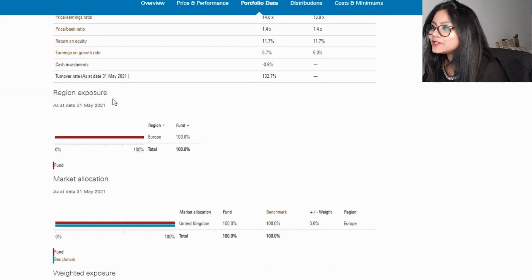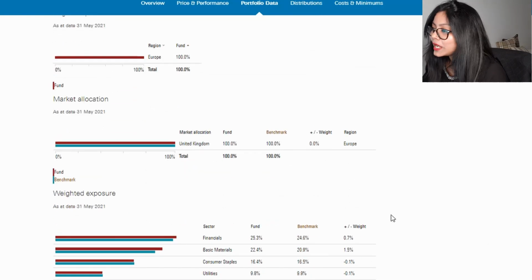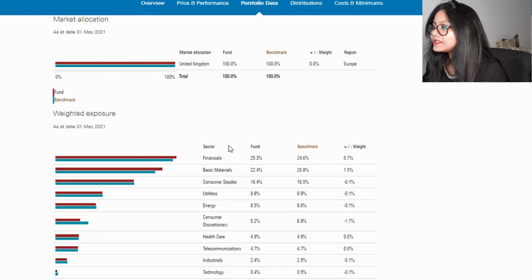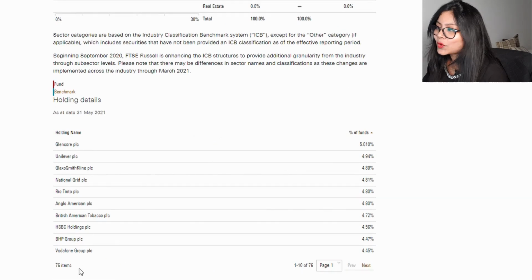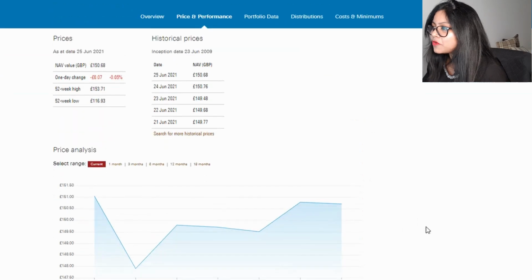Now, in terms of regions, we know it's all UK because they are literally just following a UK benchmark, and in terms of the sector, they are very closely following the benchmark. So again, financials and materials are some of the largest sectors. You can see the top 10 holdings here for your information. And finally, let's look at their performance.